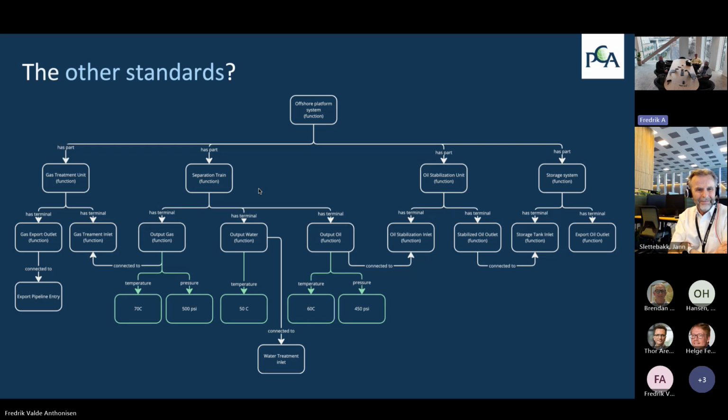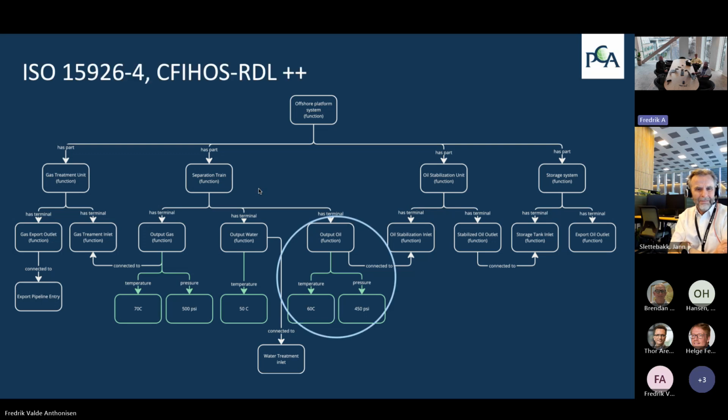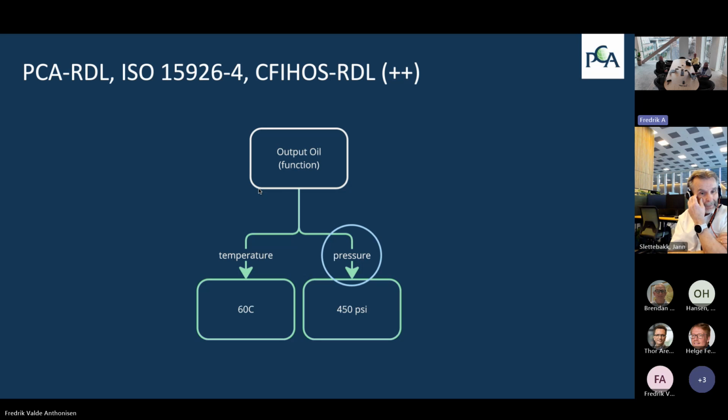So this is what the process flow diagram could look like to some level of detail. And if we zoom in on a specific part of this, we can see how the other standards that go on the semantic part are being used. So in this case, I've circled out the output oil terminal. If we look closer at that, we see that it has some requirements about which temperature and pressure threshold it has to withstand. And of course, for us, when we read this, everyone knows what temperature is. We can see that it's 60 Celsius and the pressure is 450 psi.